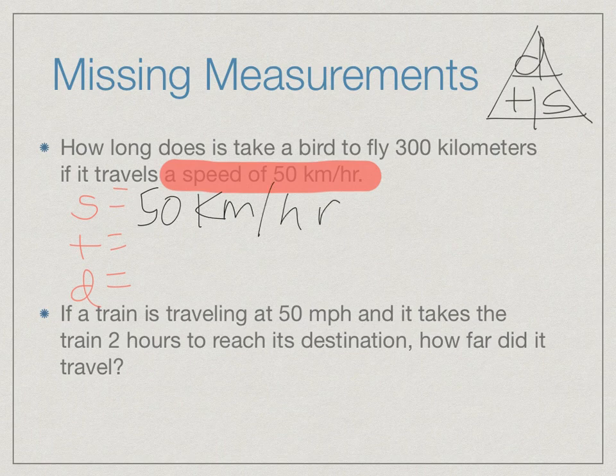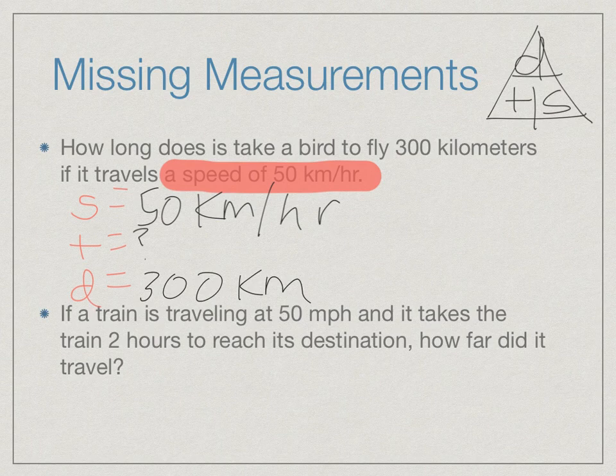Time. Let's see. Do I know the time in this problem? Well, it's telling me right here, how long does it take a bird? I know how long usually means time. So that means I do not know the time in this problem. That's my unknown. Distance. Well, it says how long does it take a bird to fly 300 kilometers. I know 300 kilometers is a distance, so that means my distance is 300 kilometers.